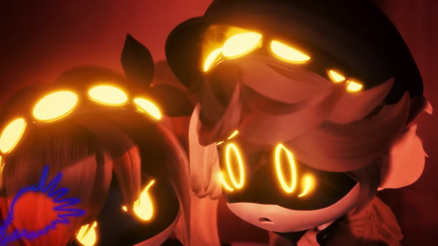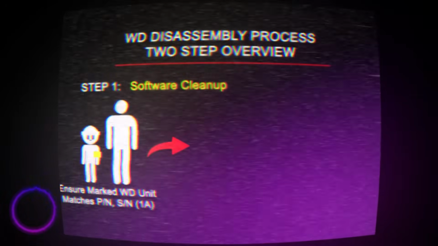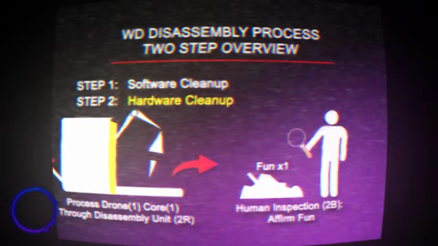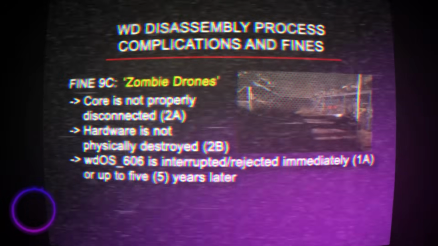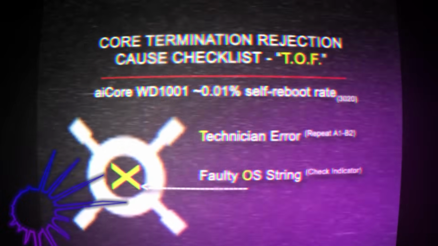When WD-OS-606 is uploaded to a drone, it purges the AI core WD-1001, effectively killing the drone. It is standard to apply this to a drone prior to its disassembly in order to ensure it doesn't reboot itself after disposal. Even if WD-OS-606 is uploaded, if the drone's central core is not separated or destroyed, the core may reject WD-OS-606 and resurrect itself. However, this only has a roughly 0.01% chance of occurring.